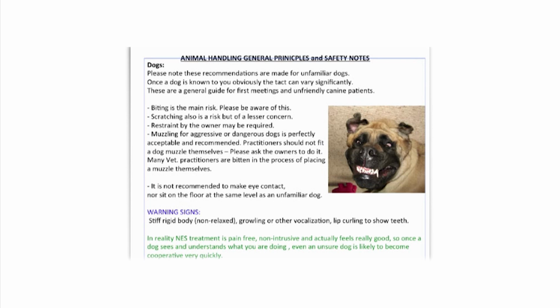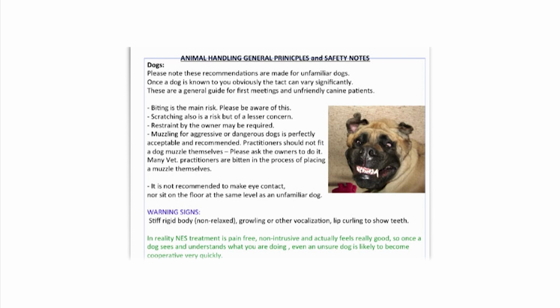Now, with a dog that you're not familiar with, remembering some of the behaviours of dogs, try not to make extended eye contact, and do not sit on the floor with the animal if you're unfamiliar with them. The dog will be looking to maintain its authority, and you only maintain it by being above it. Become familiar with the warning signs. Stiff, rigid body of an animal, a not relaxed state, growling and other vocalizations, lip curling and showing teeth. These are all obvious distress signs from the dog.